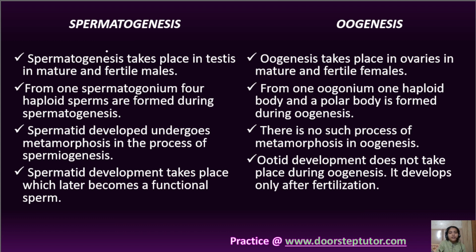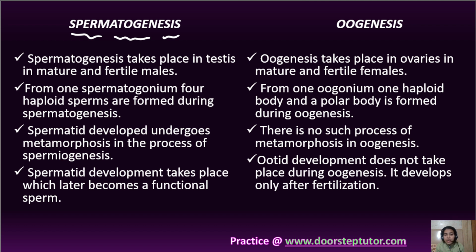First of all, if we are talking about spermatogenesis, then the spermatogenesis process takes place in the testes, which are present in the male in a pouch-like structure called scrotum. Now, spermatogenesis basically is done in mature and fertile males, while the formation of eggs, that process is known as oogenesis, takes place in ovaries in mature and fertile females.